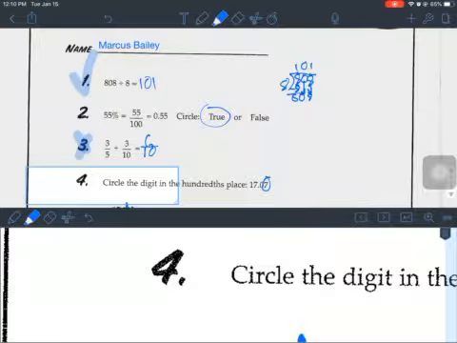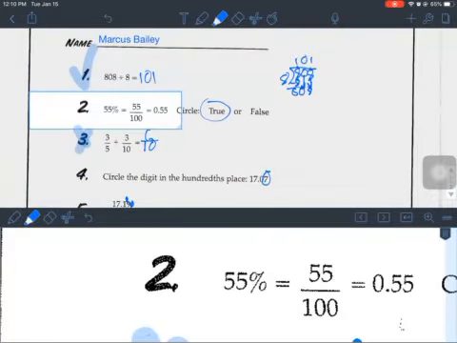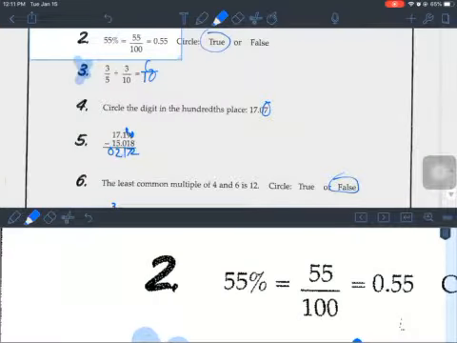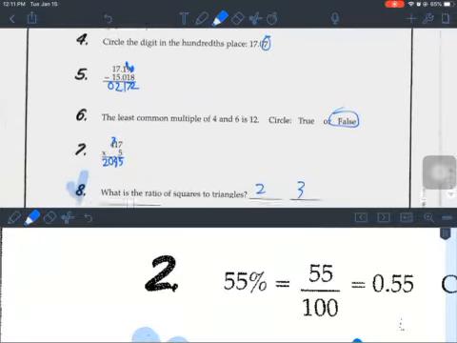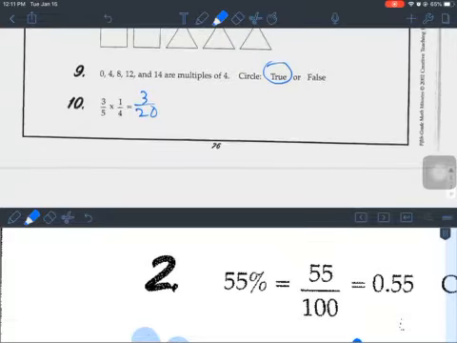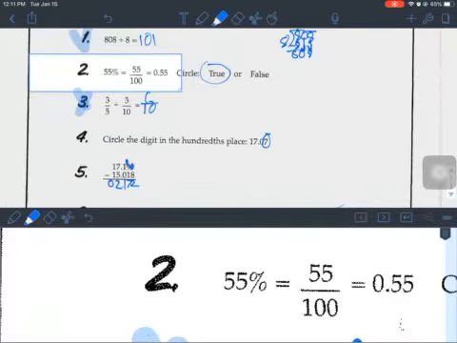Jasmine, what number? Number 2. Okay, let me check off 3. Number 2, 55% equals 55 hundredths, which also equals 55 hundredths. Is that true or false, Jasmine? True. Okay, remember your common assessments are going to be about percents today. Sign your name, Jasmine.